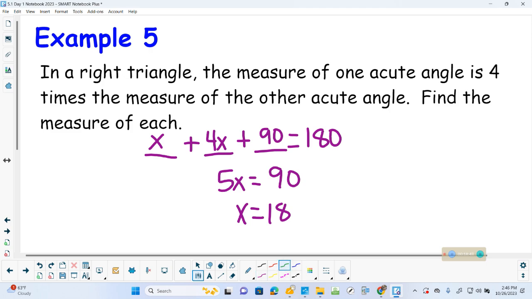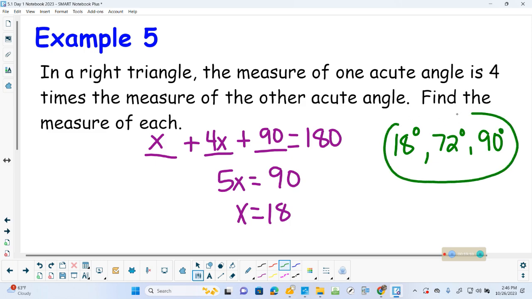So 1x is going to be 18, one angle. The second one, what's 4 times 18? Do it in your calculator. 72. Now, what's the measure of each angle? I mean, clearly our third one was 90. There we go. So we've got them all.